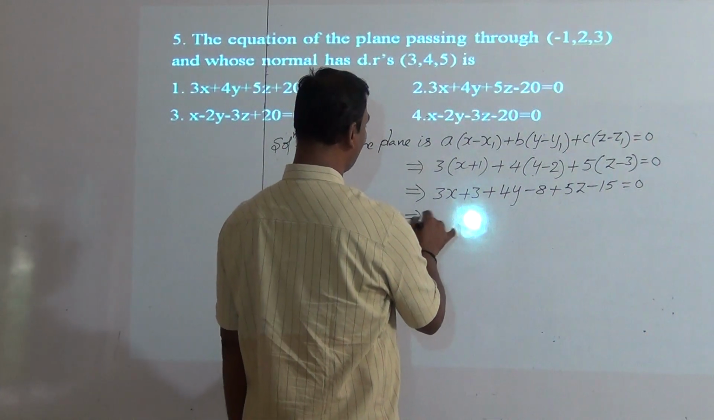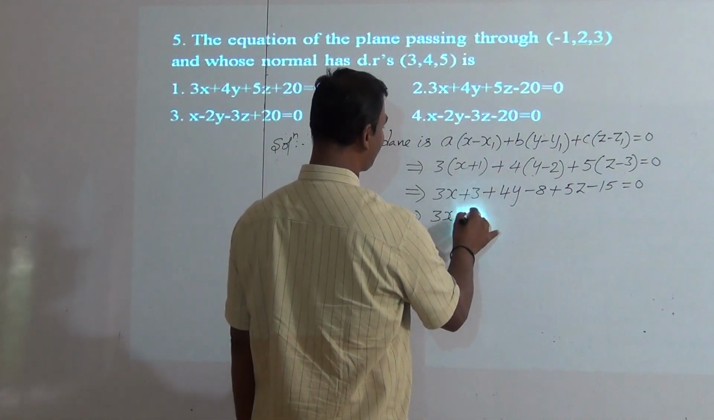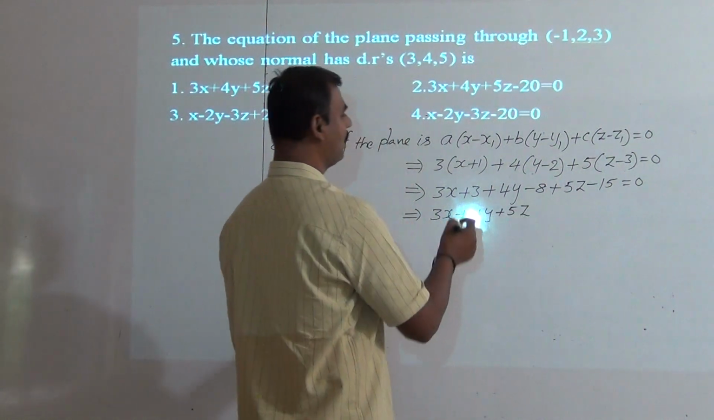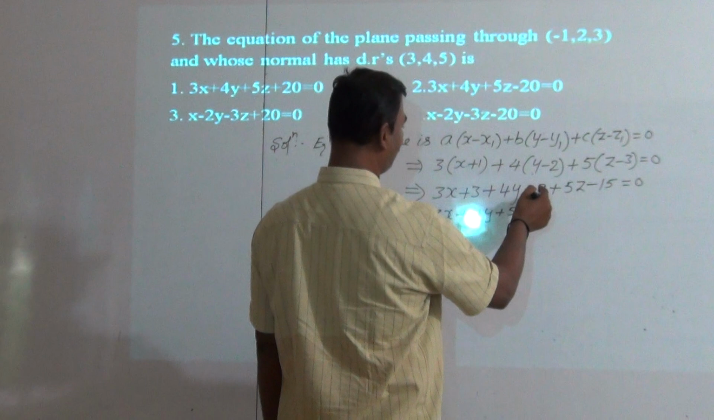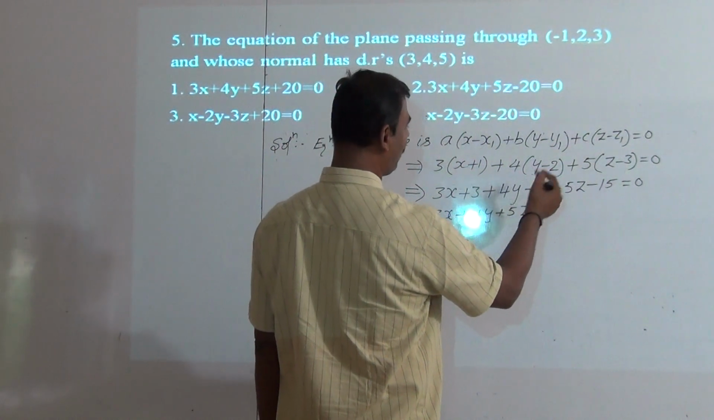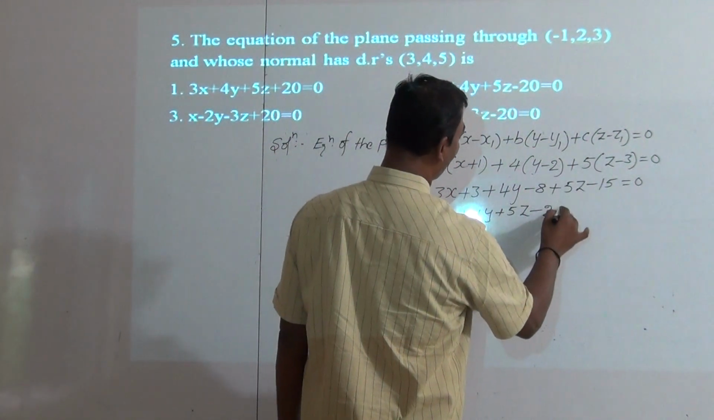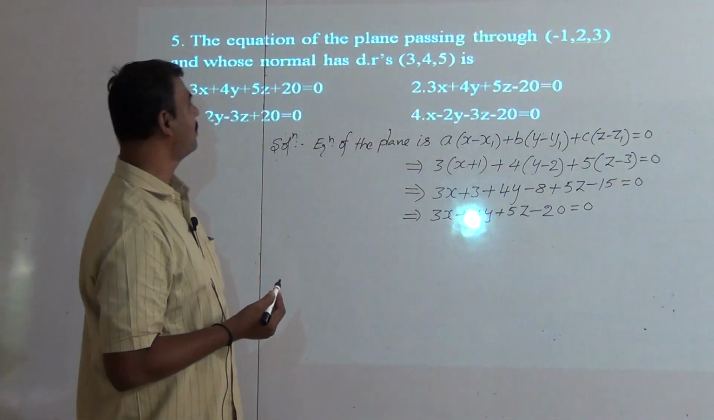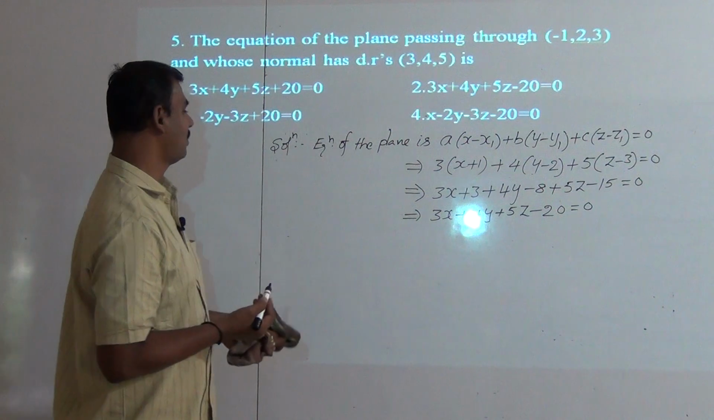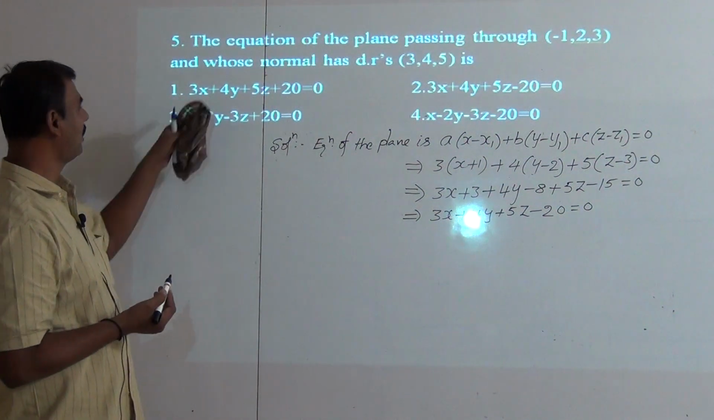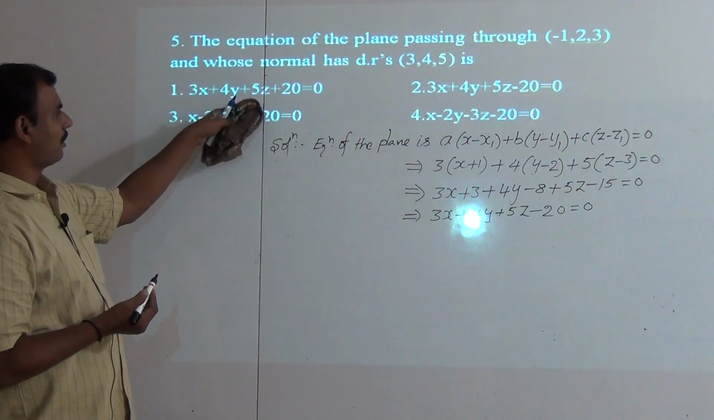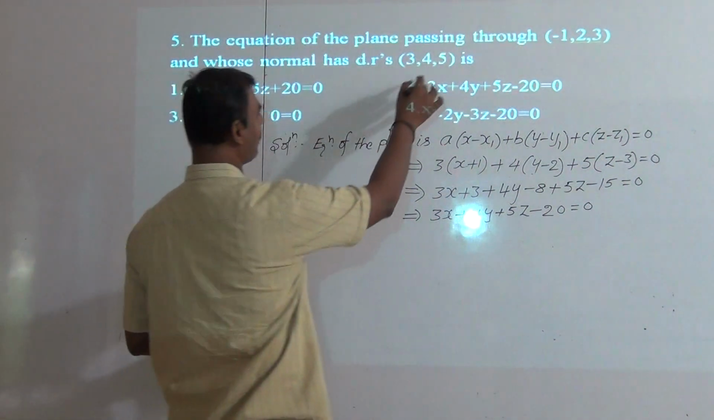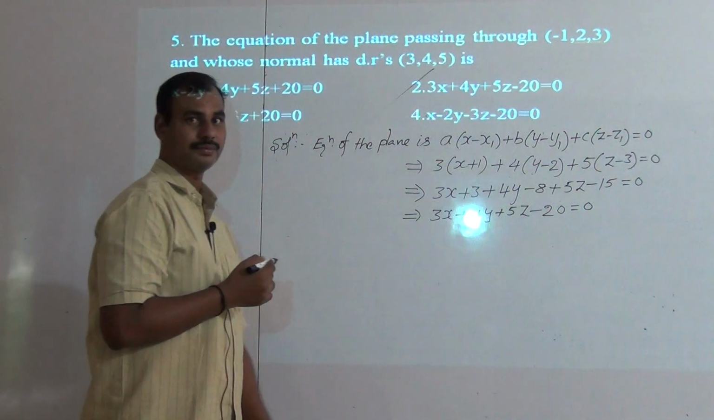Simplify. 3x plus 4y plus 5z, 3 minus 5 minus 8, that is minus 5 minus 15, minus 20, equals 0. Check here, which option is true? 3x plus 4y plus 5z, they are also the same, only minus 20. Hence the second option is the right answer.